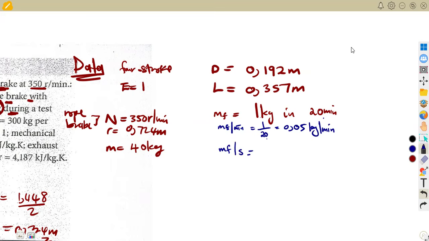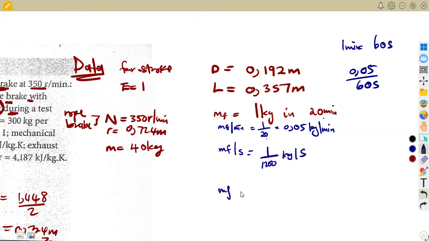If 1 minute is equivalent to 60 seconds, therefore we divide by 60. So it will be 0.05 again, divided by 60, for seconds. Take note, that will be something like 1 over 1,200, because it will be a bigger decimal there, which is 1 over 1,200 kilograms per second.